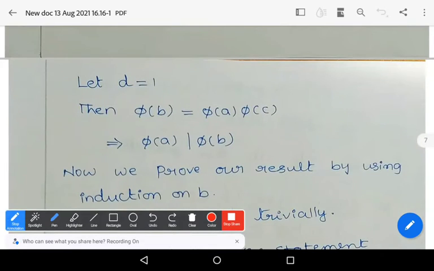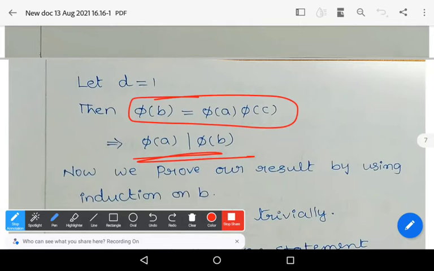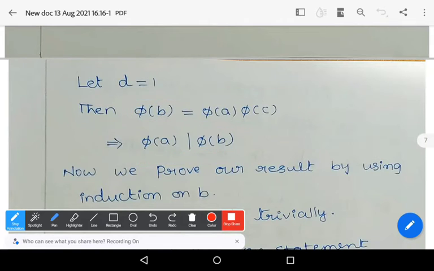Suppose the GCD is 1. Suppose that d is equal to 1. Then you get φ of b is equal to φ of a into φ of c. Obviously, φ of a divides φ of b, because φ of b is the product of φ of a and φ of c.